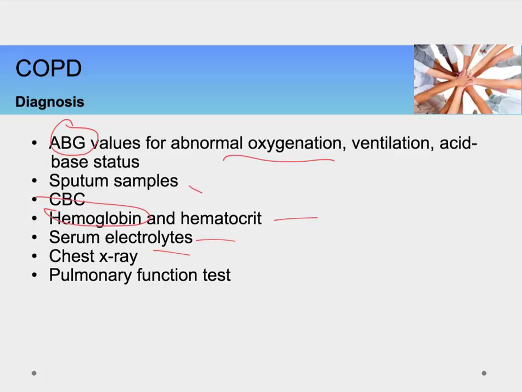Pulmonary function testing I pretty much covered in the past few slides. We know that that is the gold standard. And make sure that you understand that spirometry is a form of a pulmonary function test, so they sort of go together.